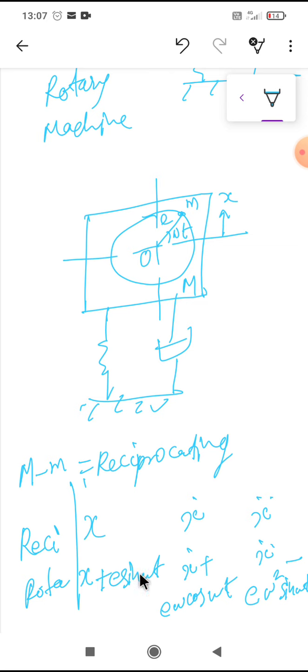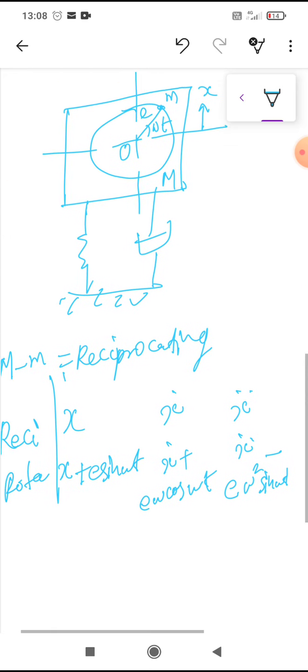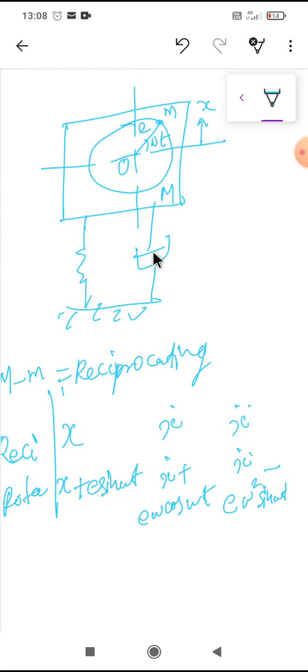The expressions we have taken are just derivation, nothing else. So to develop the equation of motion from Newton's law of motion, what is Newton's law? That the total force is equal to zero, that is, each and every force will be balanced. So here the spring force and the damping force are acting in the upward direction to balance these forces.